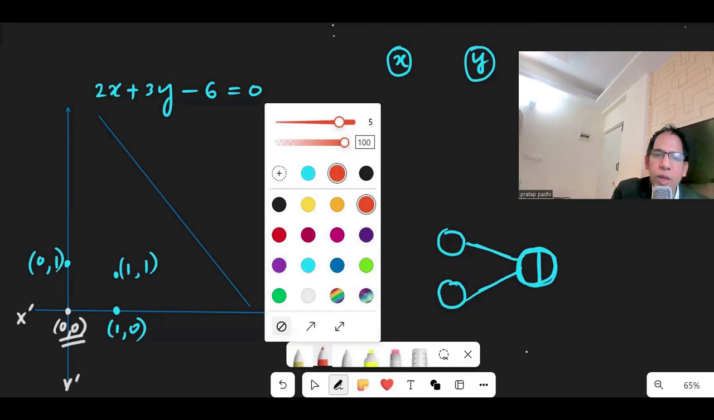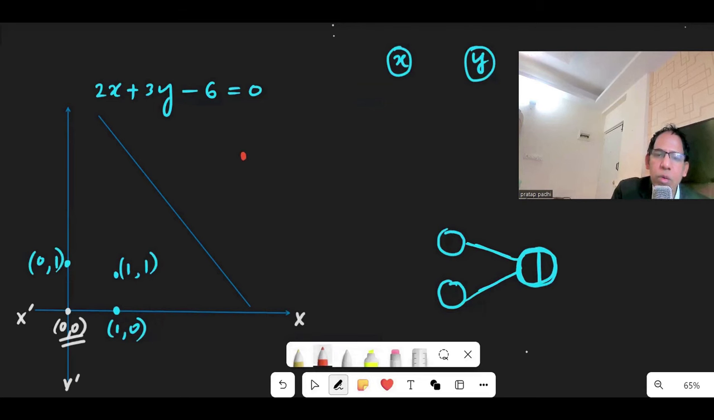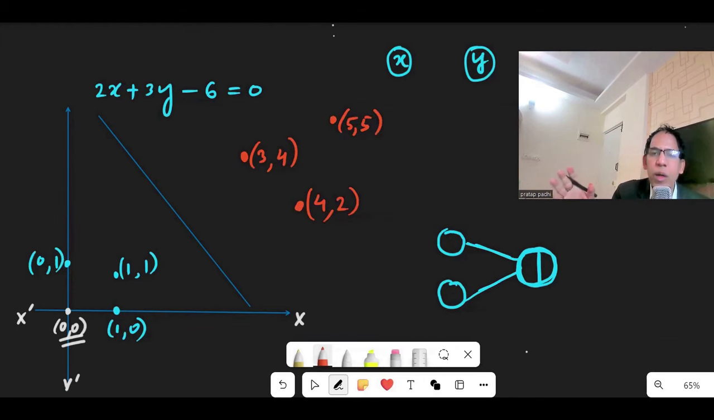I will take 3 points here. Suppose this is 3, 3. And this is 4, 2. These are the 2 points I've taken. So I want a straight line, or maybe I will take a 0.55 also somewhere here. So what I want is, I want a line which will separate the blue ones from the red ones. That is what I want to observe now here.